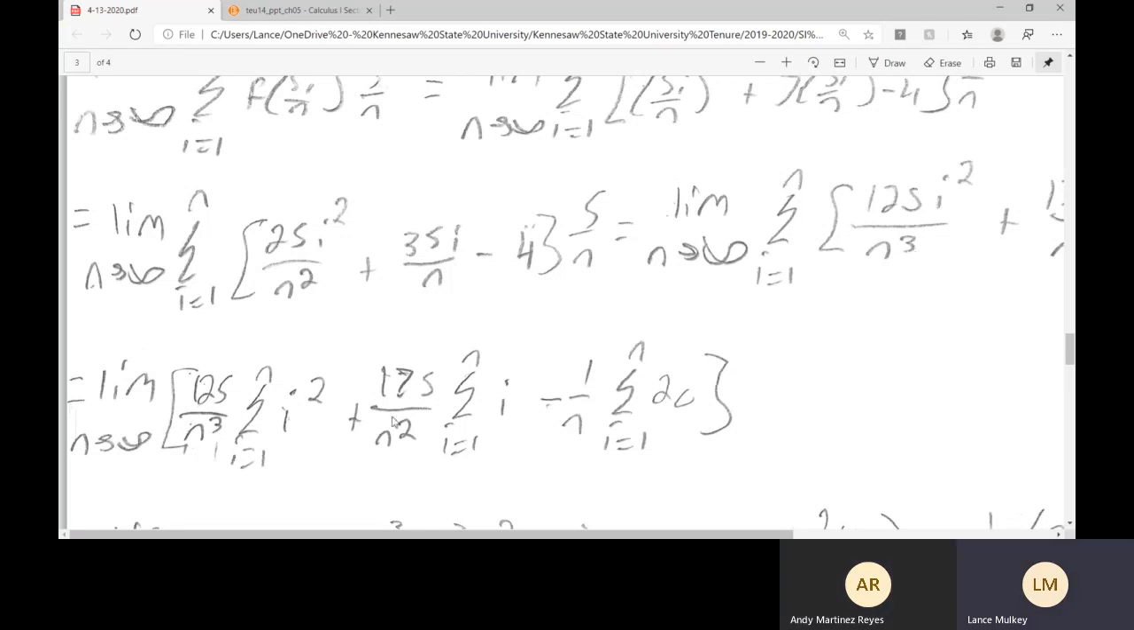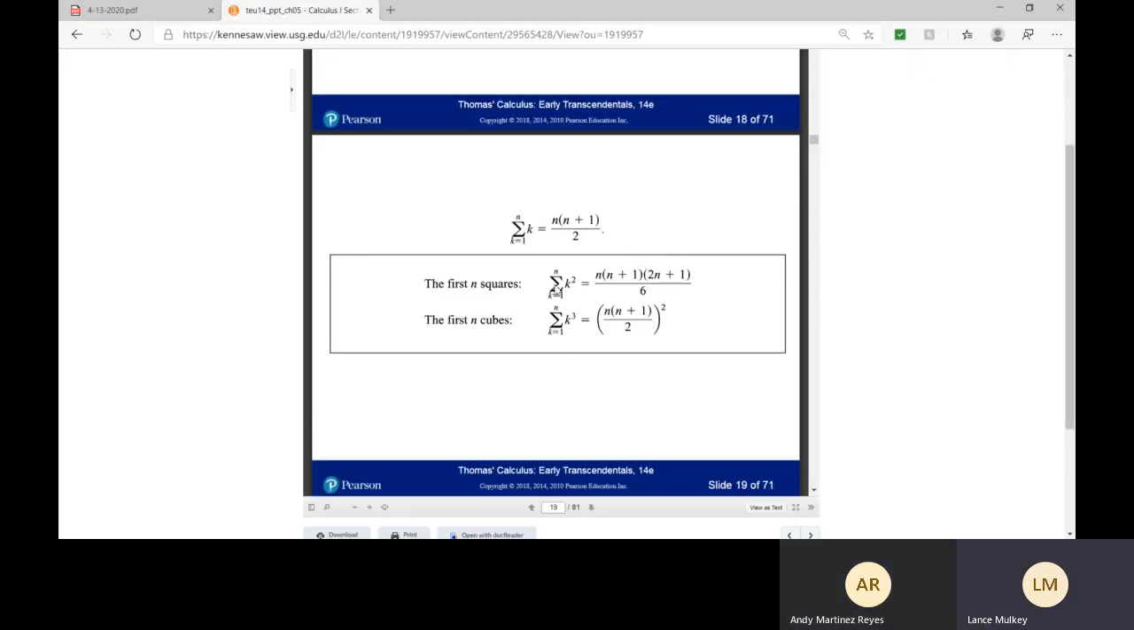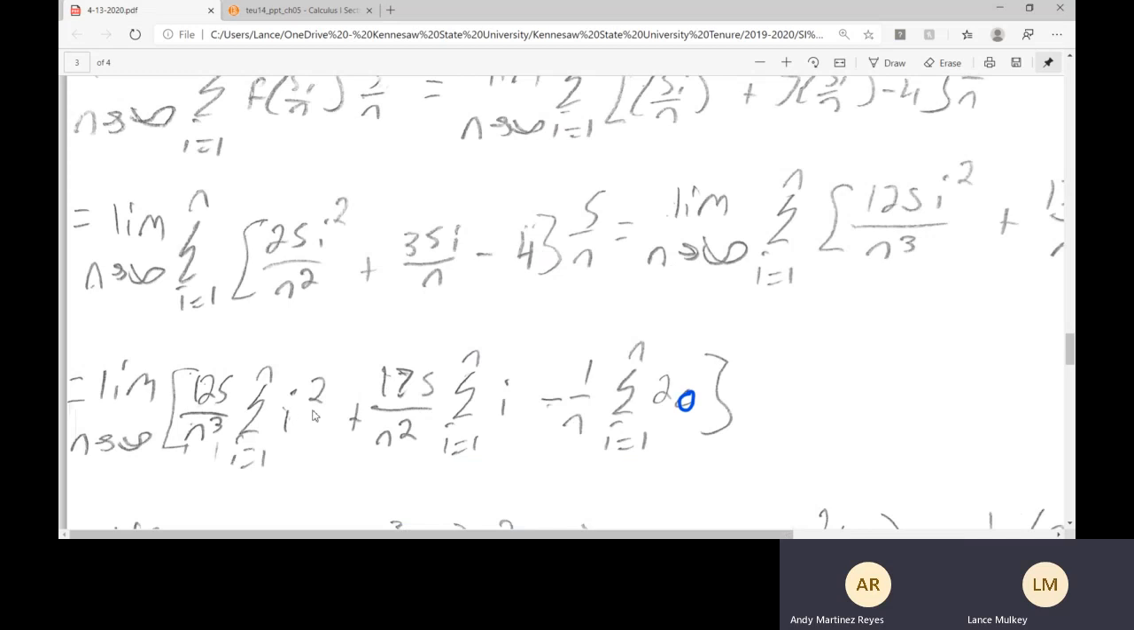So I pulled out the 125 over n cubed and distributed the sigma. So you just have i squared. That's i squared. Okay, so I have to make i by itself when I separate them. You need i by itself, so you can use these equations to get it in terms of n, so you can solve the limit. You need to get rid of the i first, and then get rid of the n with the limit, and then you have an answer.